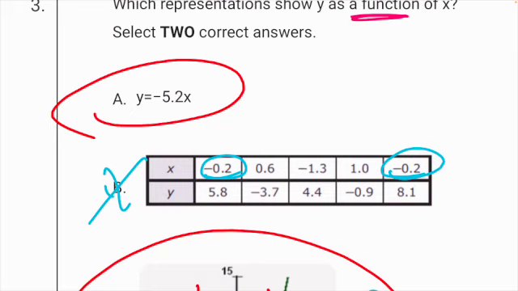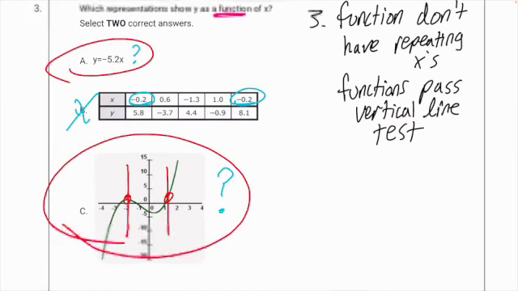Our last one here. Guys, this one here, y equals negative 5.2x. If we were to actually graph this, it would pass our vertical line test. Therefore, A and C are correct. So number 3, A and C.